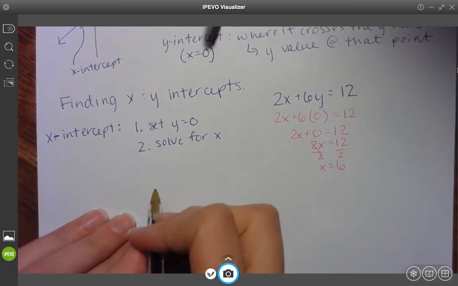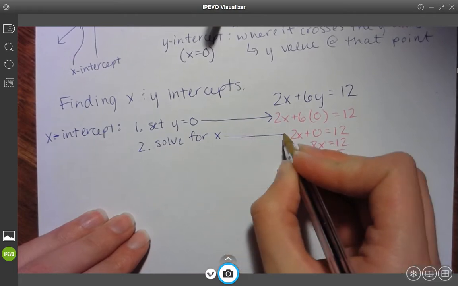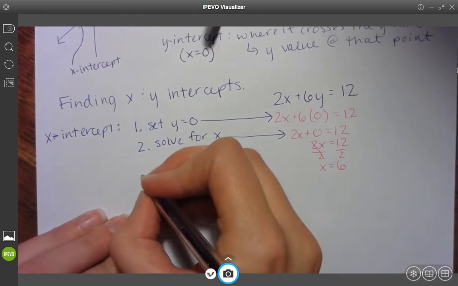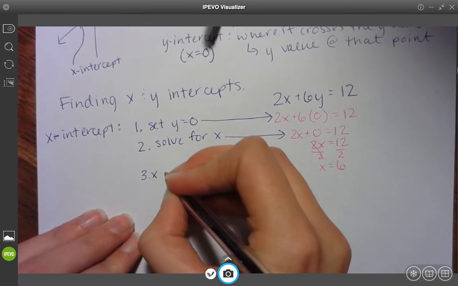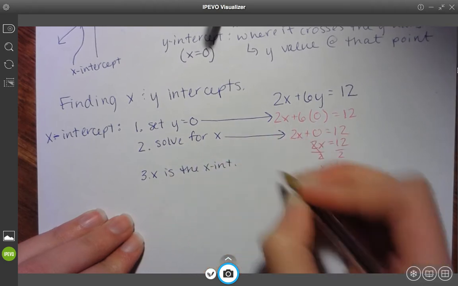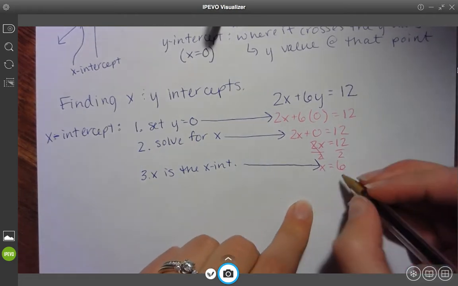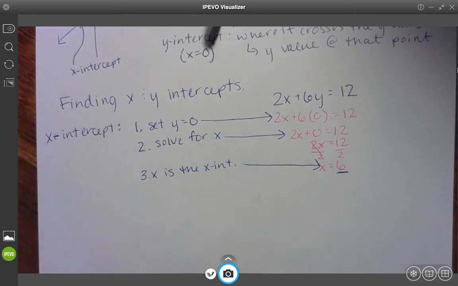So my last step, okay, so this goes with that step, that goes here. My last step is just saying x is the x-intercept, okay? So my x-intercept would be 6.